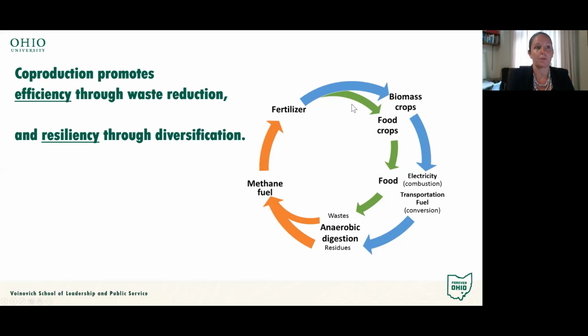But the resilience comes from these two different production systems where if there is disruption to one, the other can still maintain the circular economy. So if there's disruption to the bioenergy agricultural system for some reason, the fertilizer can still be used in the food production system. And it's still providing a source of waste to keep the anaerobic digestion running to generate fuel. So this is just a simple example of how co-production systems can impart benefits.